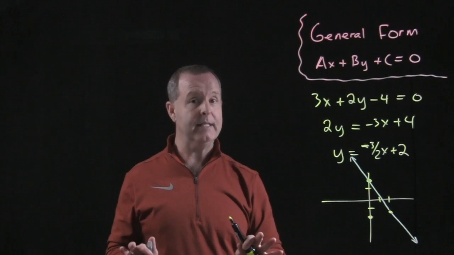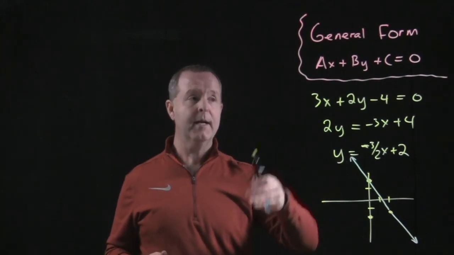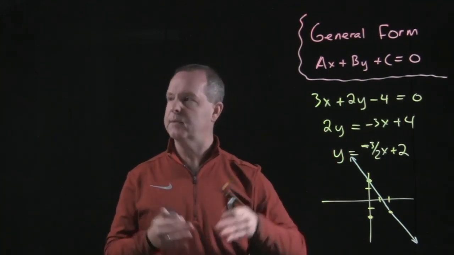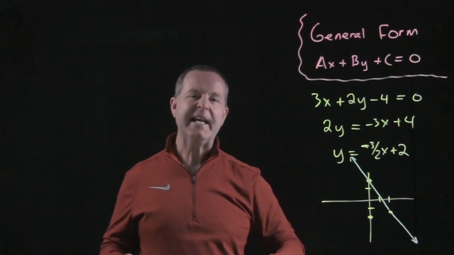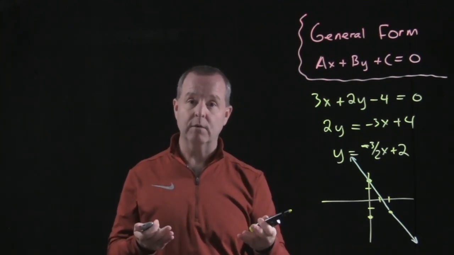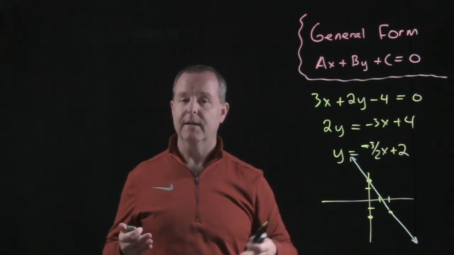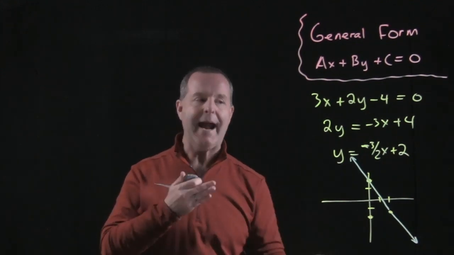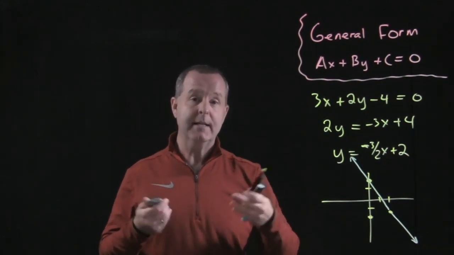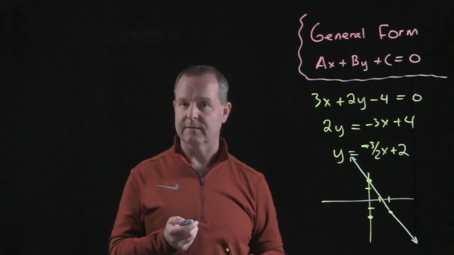So sometimes you might see lines written in slope-intercept form, sometimes in general form, sometimes in point-slope form. Each form is useful for a particular task. We just want to become comfortable going back and forth between those versions to help us solve that task, whatever it might be.